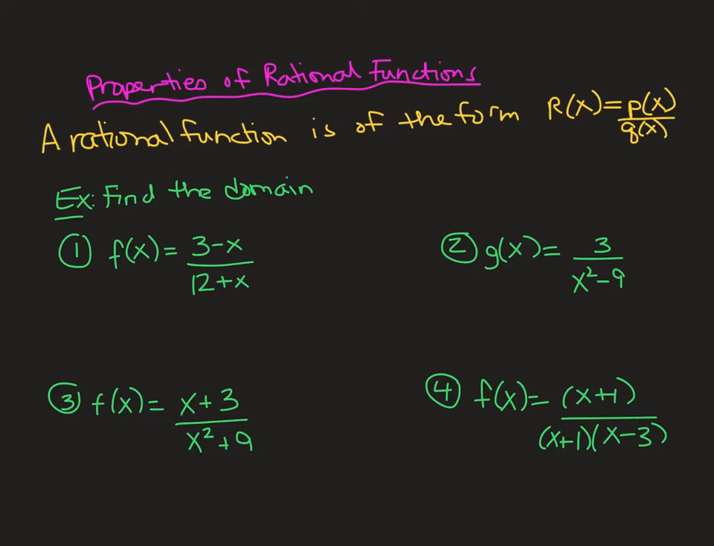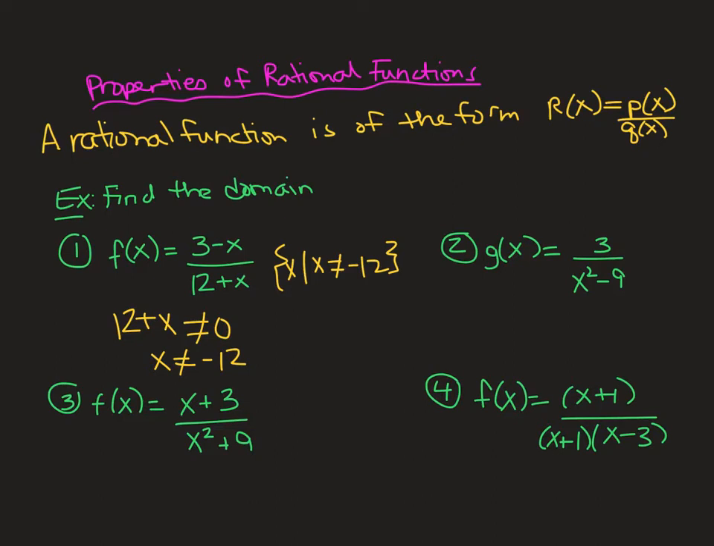Recall that in order to find the domain of a rational function, you need to set the denominator equal to 0. And actually, I'm going to say that 12 plus x, my denominator, is not equal to 0. So that tells me that x is not equal to negative 12. So my domain is all x such that x is not equal to negative 12.